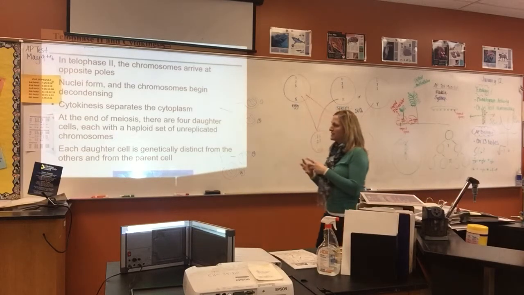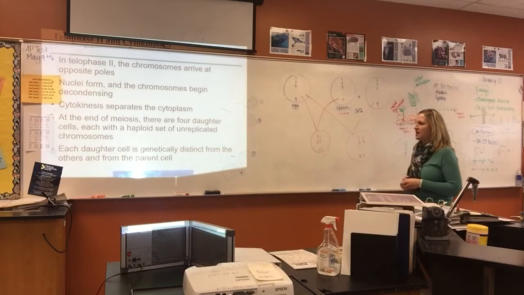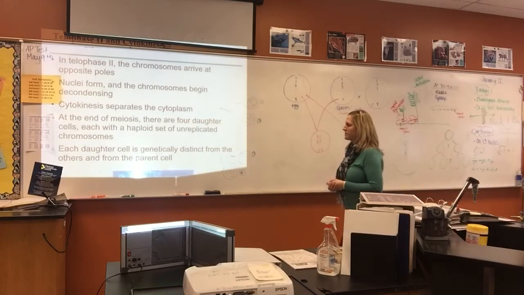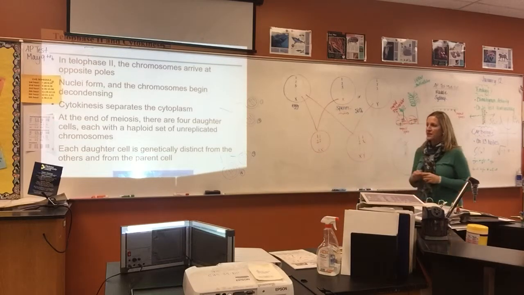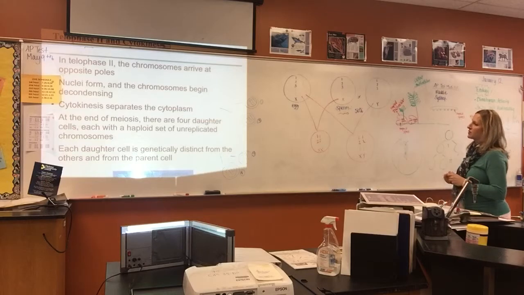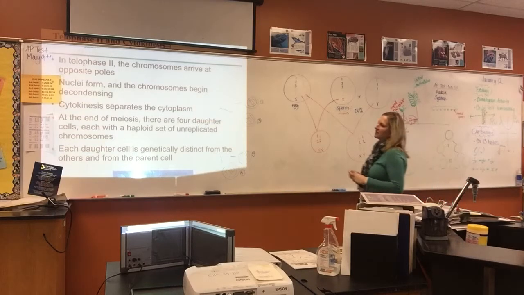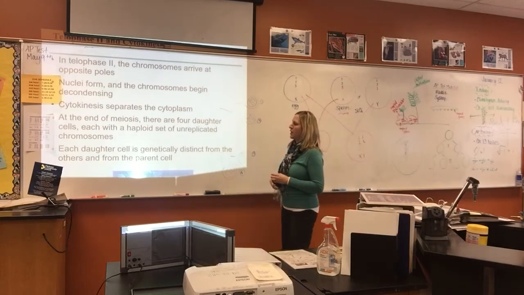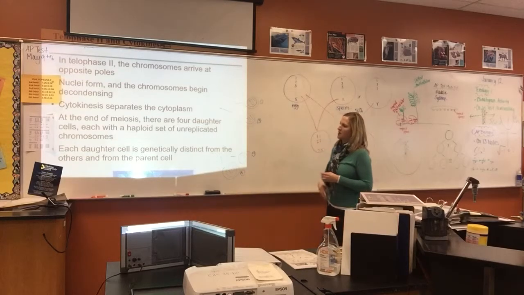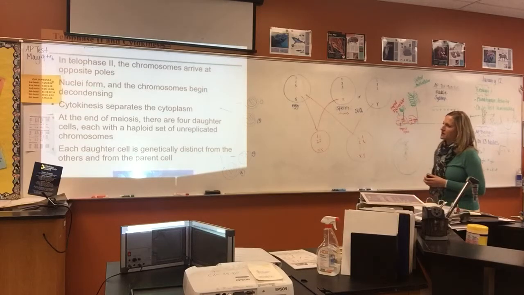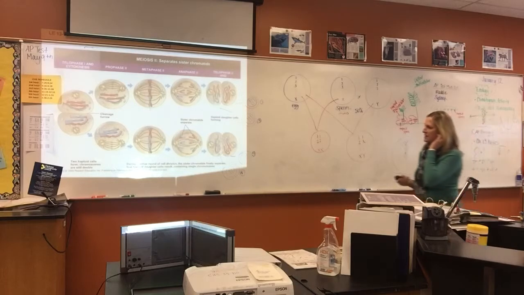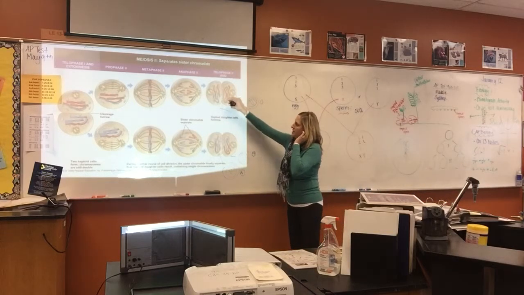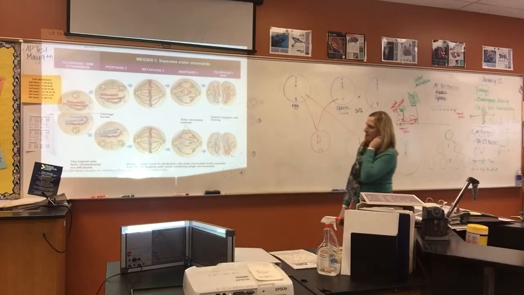Cytokinesis then separates the cytoplasm, and so you end up with 2 cells, or 4 cells total. So at the end of meiosis, there are 4 daughter cells, each with a haploid set of unreplicated chromosomes. Each daughter cell is genetically distinct from all the other ones, as well as the parent cell, because of crossing over, because they exchange genetic information. And so that's what we see here. And then, again, they divide, and then you have your 4 cells at the end.